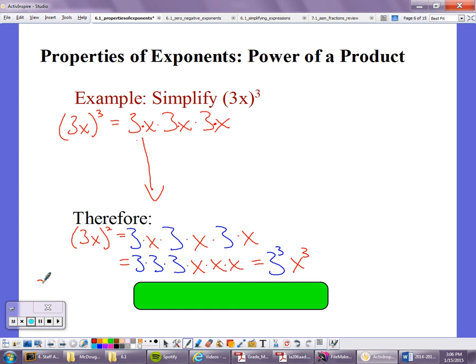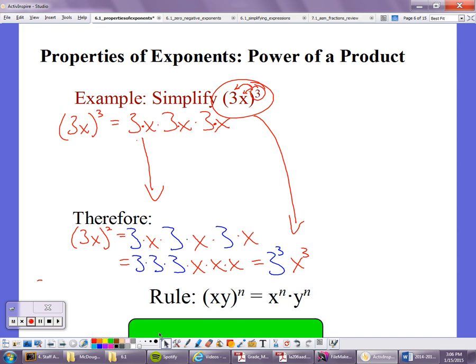So what did we do? We started with this thing, 3x to the third power. We end up with this, which is basically just taking this third power on the outside and applying it to everything inside the parentheses, almost like the distributive property, but not the distributive property, so don't get yourself confused there, but it's similar. All right, the general rule we get here is that x times y in parentheses to the nth power is going to be the same as x to the nth power times y to the nth power.